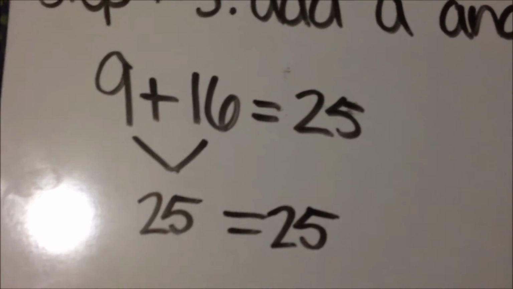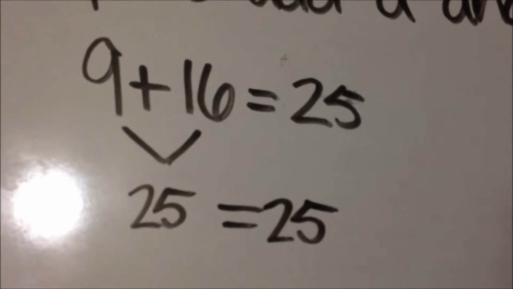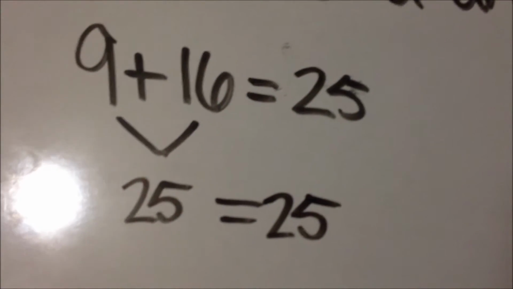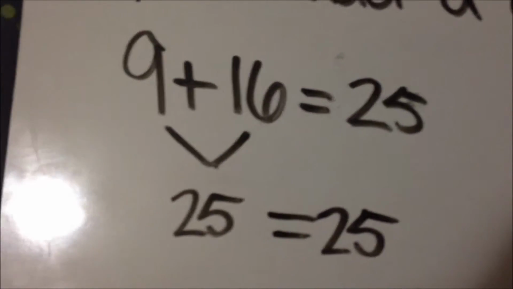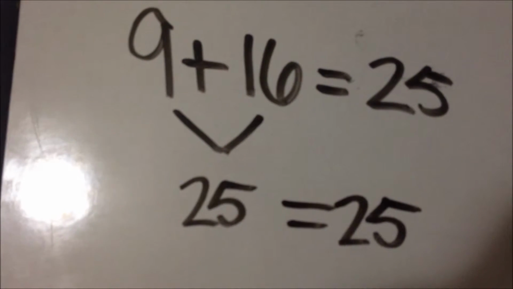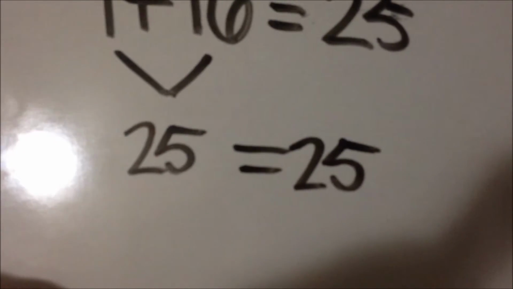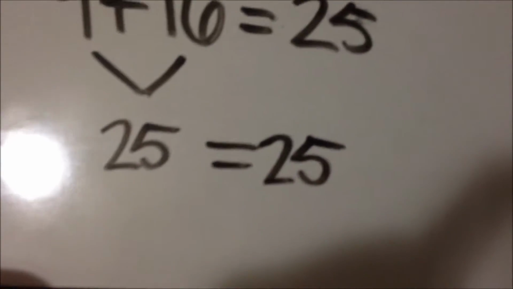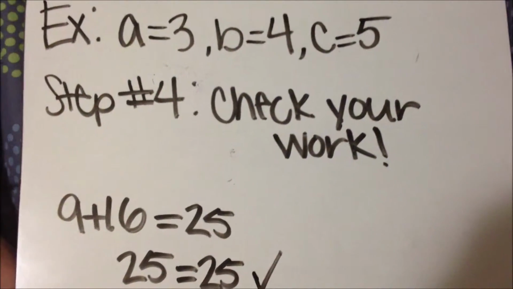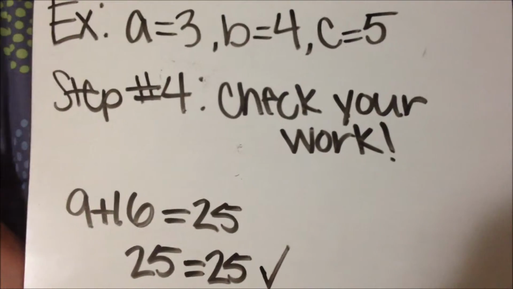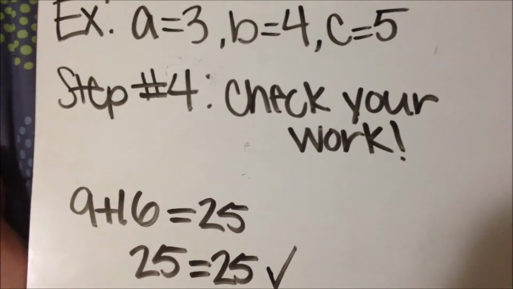Our current equation, after we squared all variables, is 9 plus 16 equals 25. Now, to complete the equation, you add 9 plus 16. 9 plus 16 is 25. So currently, your paper should look like 25 equals 25. For the example, you have completed the equation, but you still must check your work.